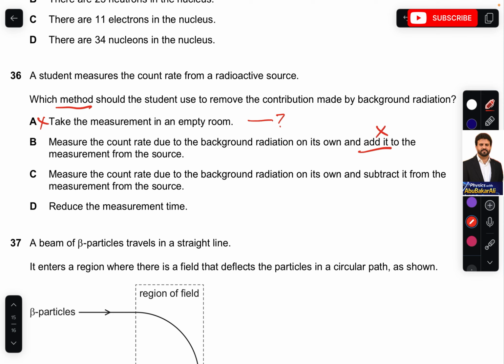You will subtract it. Measure the count rate due to background radiation. You will subtract. Yes, it's C. Okay, D is also incorrect.